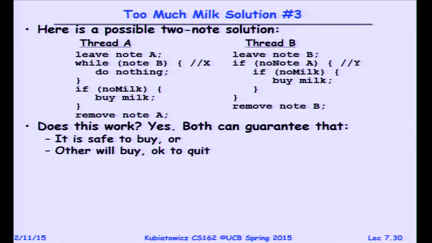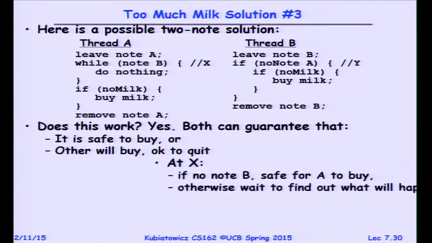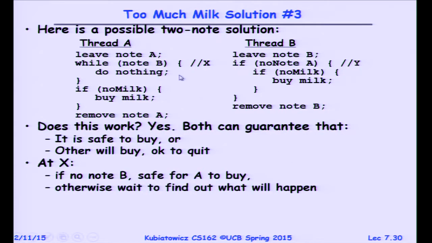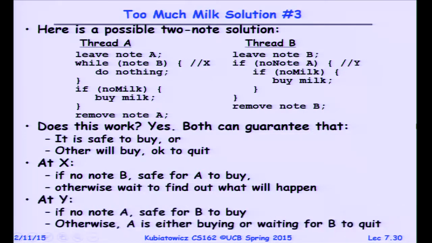Okay, yes, you can actually go through and figure this out, and there's ways of doing this. You can say at this X point, if there's no B note at this point, it's very safe for A to buy because you've protected by saying you've got a note, and if B doesn't have a note, then you know they're not in this code, and so you can safely buy it. And vice versa, once B leaves a note, you know that A is not going to go check the milk until B has removed their note. Okay, so this works.